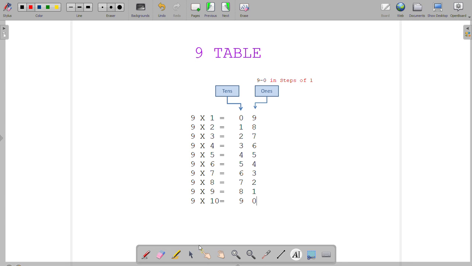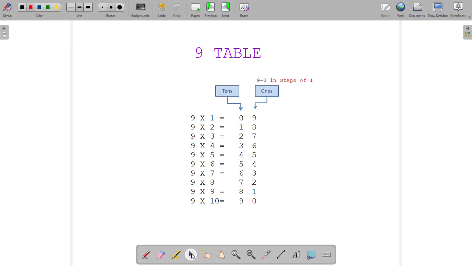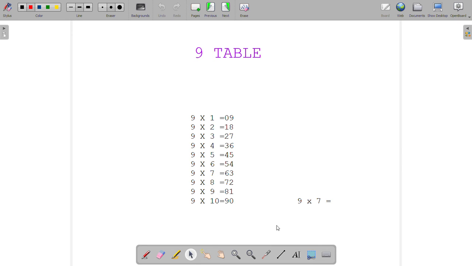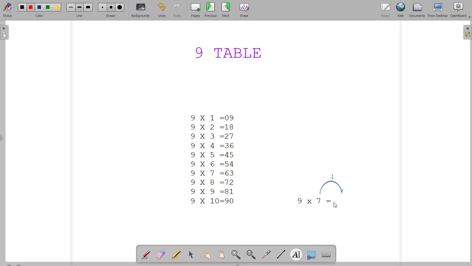But if we have to give the result of 9 with any number in random, let us see how it works. To do that, first we have to concentrate on this 7 because here we are multiplying 9 with 7, so we will be concentrating on 7. To write the tens place of the answer, we have to subtract this 7 by 1 and we will put down the tens place here. It is 6.